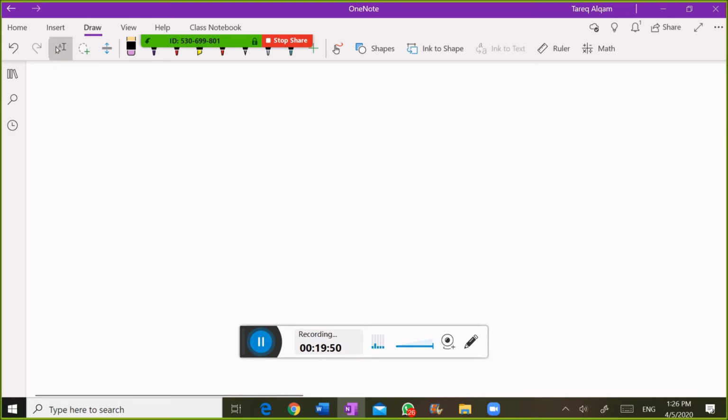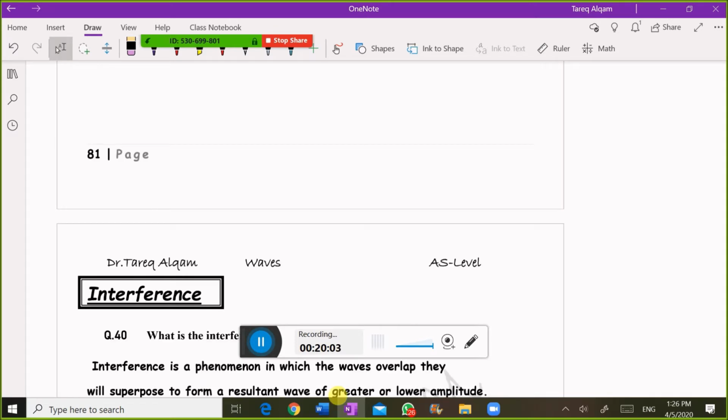How can we determine this? No need to draw waves as what I did now. What I have to do is just find the path difference, guys. What do I have to find? The path difference, like the following.